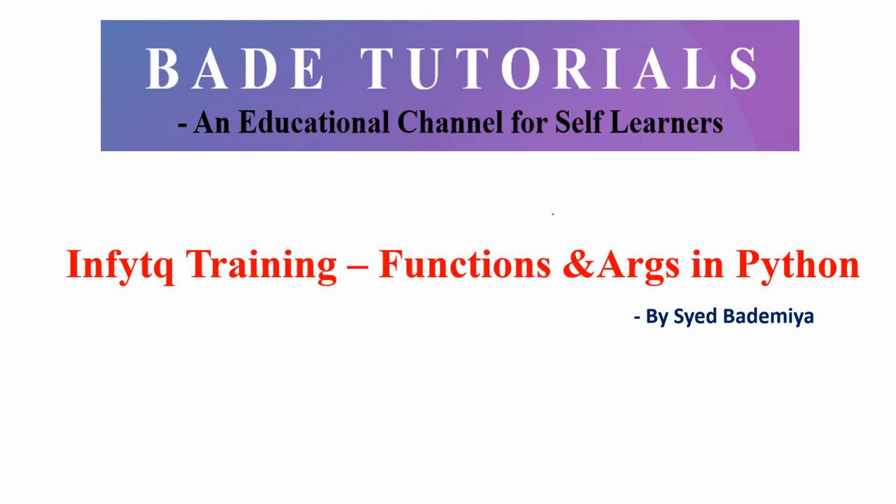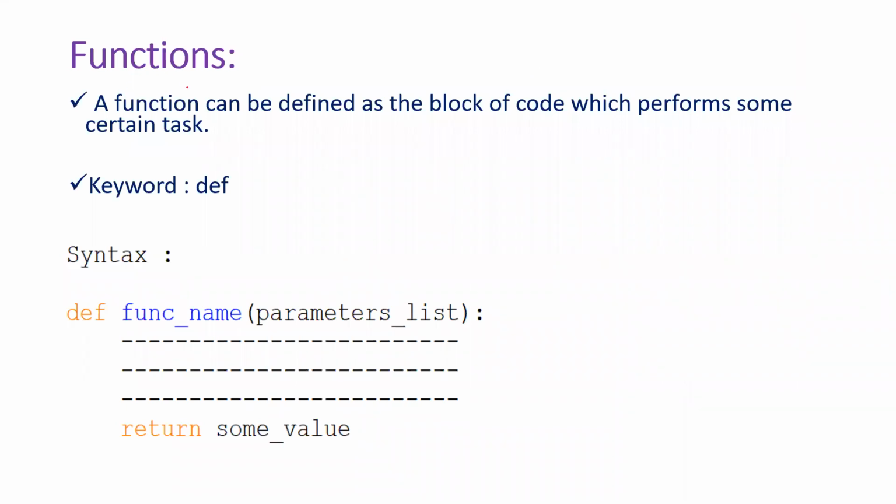Today we are going to see the functions and argument types concept in Python. Let's see the definition of function. A function can be defined as a block of code which performs a certain task. And in Python, if you want to write the functions, you need to use the keyword def. This is the syntax of function in Python.